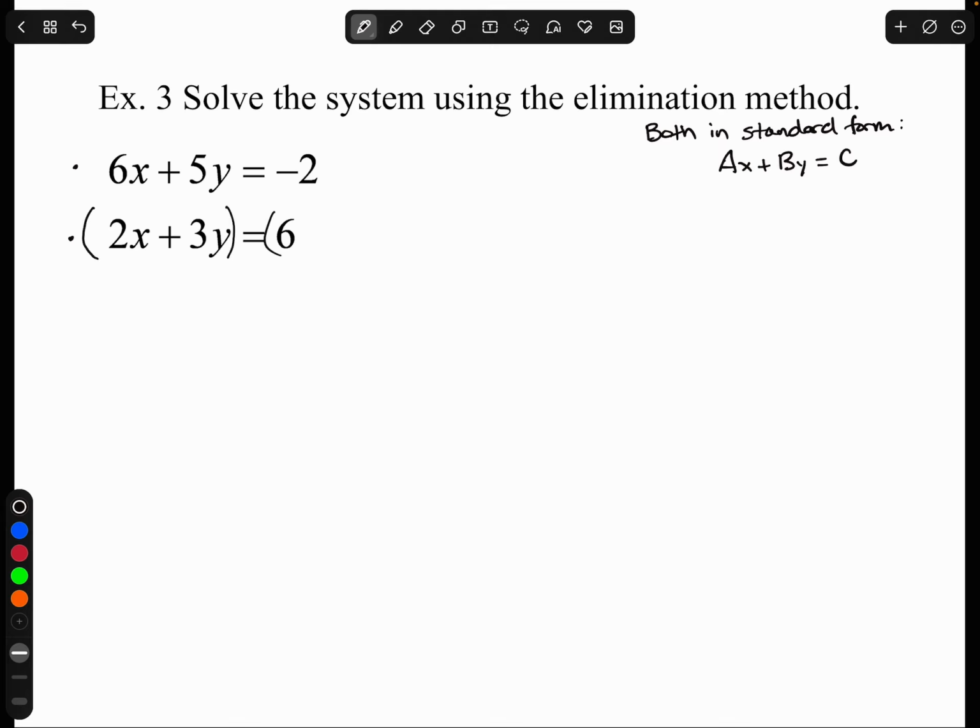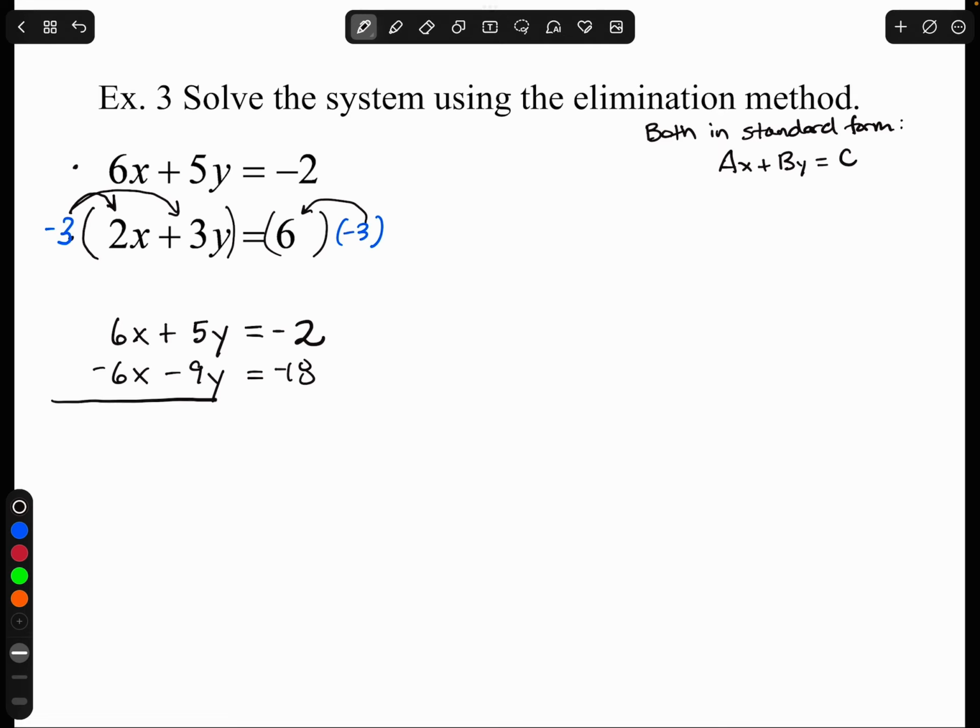So we're going to alter one of our equations so that we can have opposite terms. So I'm going to take this second equation and multiply it by -3. And hopefully you'll see why I'm doing this in just a second. We have 6x plus 5y equals -2 still. Now when I distribute this -3, I have a -6x, minus 9y, and then -3 times 6 over here equals -18.